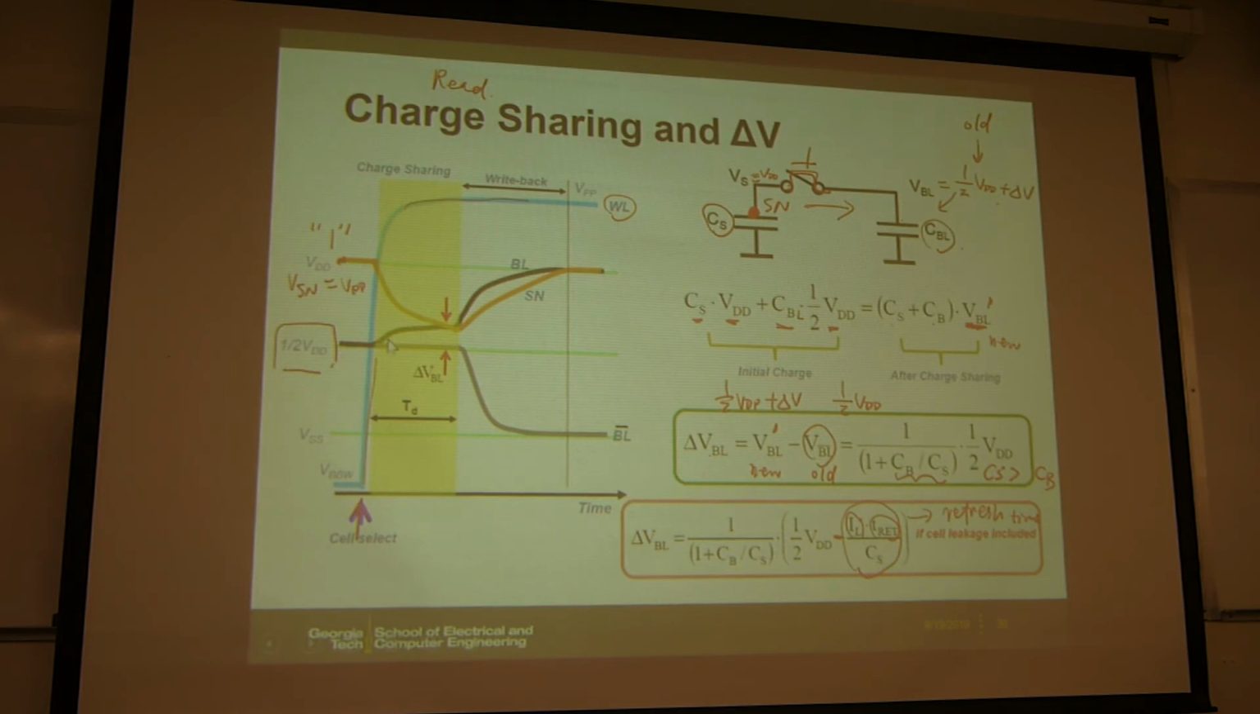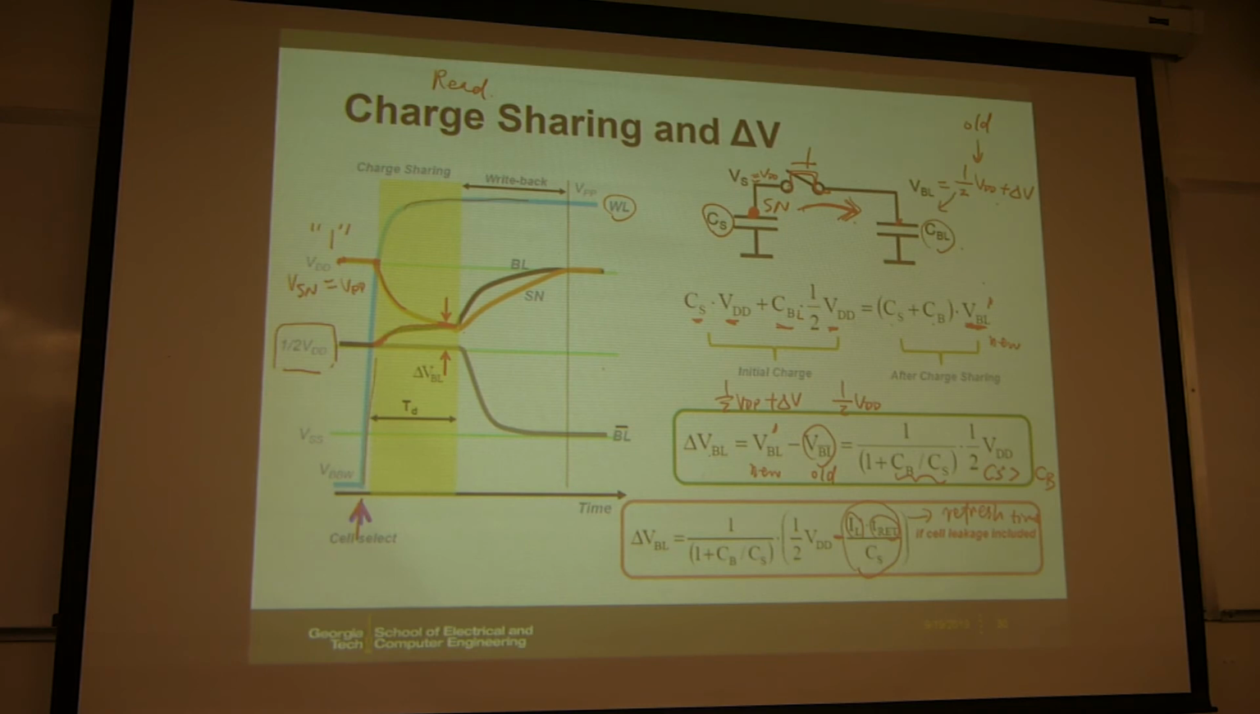Okay, then let's go back to this waveform. So we know this charge sharing process, and after we turn on the word line, here the storage node is going to decay because current is flowing this way. And then at the same time, this bit line voltage is going to increase. Okay, and eventually those two will merge.